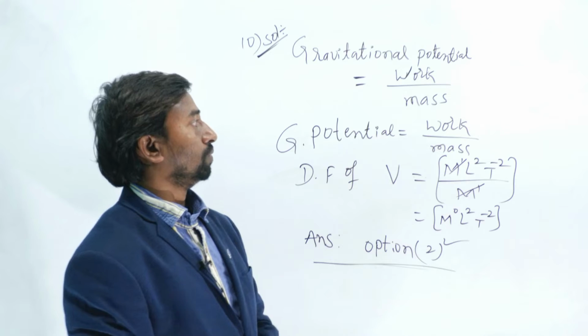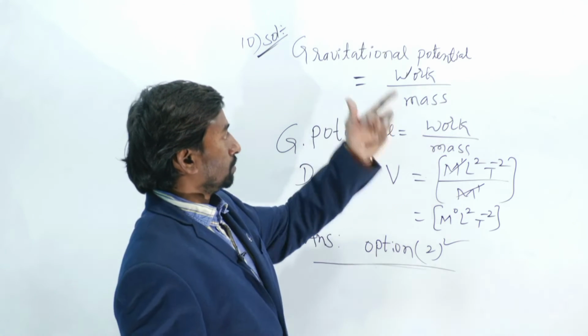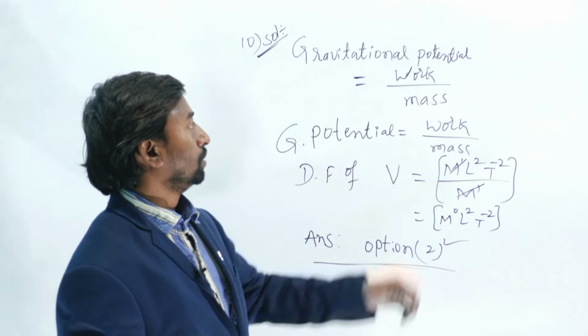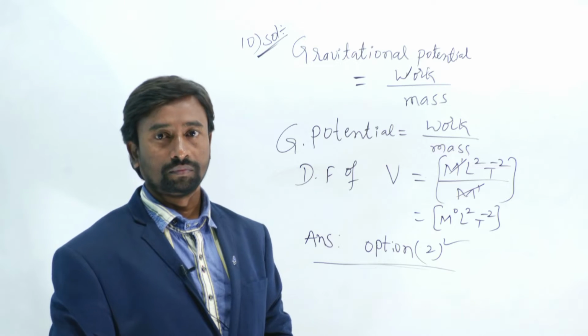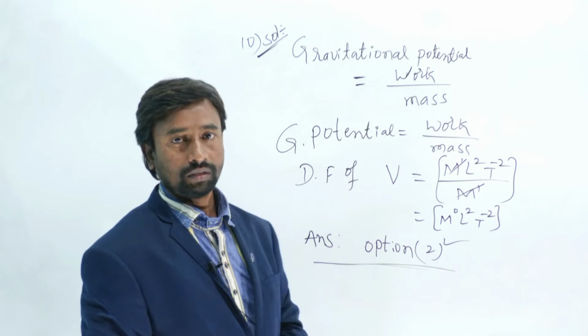Gravitational potential. So work per unit mass means the gravitational potential is nothing but the amount of energy or the work done required to bring a unit mass from infinity to the point in the gravitational field is known as gravitational potential.